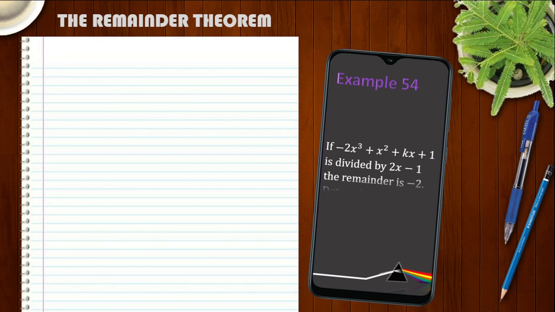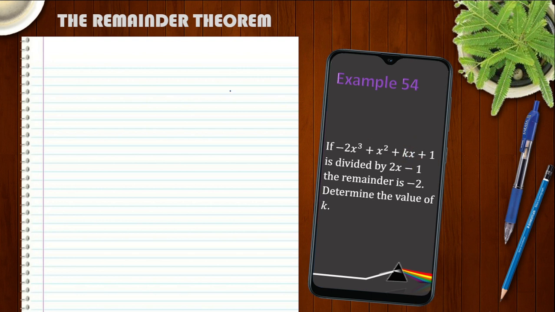Okay, example 45. These are a bit more interesting. If minus 2x to the power 3 plus x squared plus kx plus 1 is divided by 2x minus 1, the remainder is minus 2. Determine the value of k. Here we are given a polynomial, and we're told it's divided by this, and we are given the remainder. But there's one unknown, which is this k value.